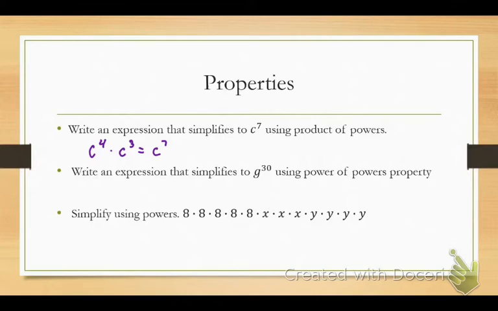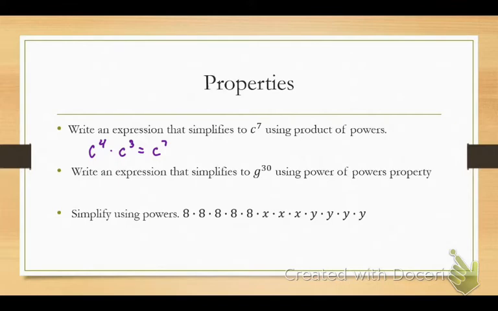Are there other exponent combinations that could have given us that answer? Yes. What are they? 1 and 6. Okay, so c to the 1st times c to the 6th. 2 and 5. C to the 2nd times c to the 5th would also give us c to the 7th. Now give me an expression that would simplify to g to the 30th using power of powers.